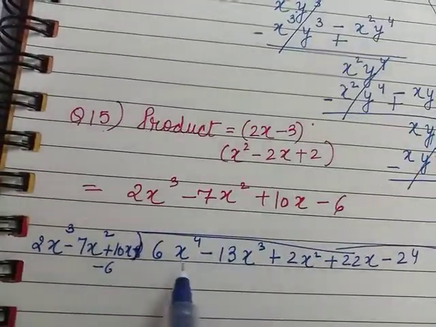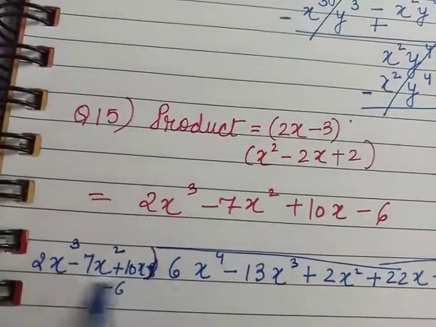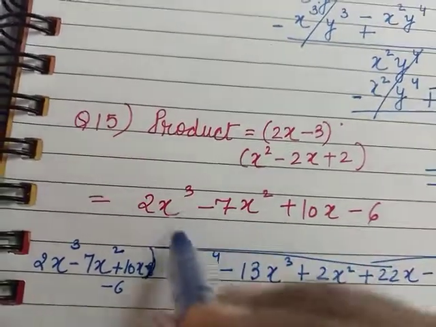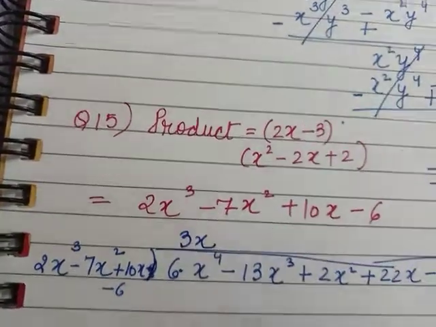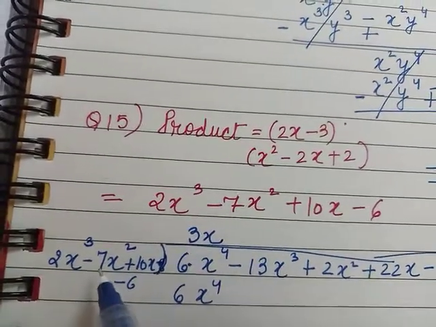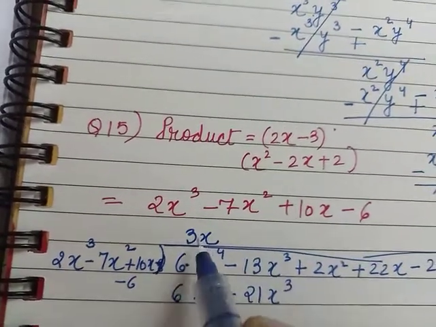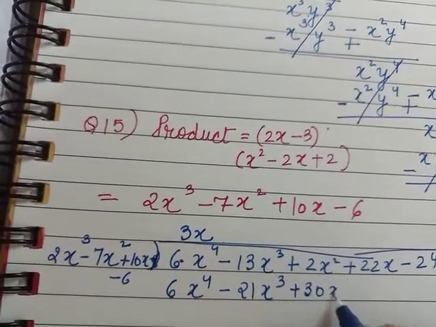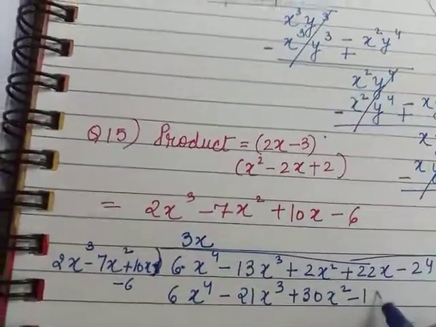The first term to be eliminated is 6x to the power 4. So already we have 2. So 3 multiplied will give you 6 x cube and we are looking for x to the power 4. So what are we going to multiply it with? 3x. So what do you get? 6x to the power 4. When multiplied with the second term, it will give you minus 21x cube. When multiplied with the third term, you will get plus 30x square. Then with the last term, you will get minus 18x.